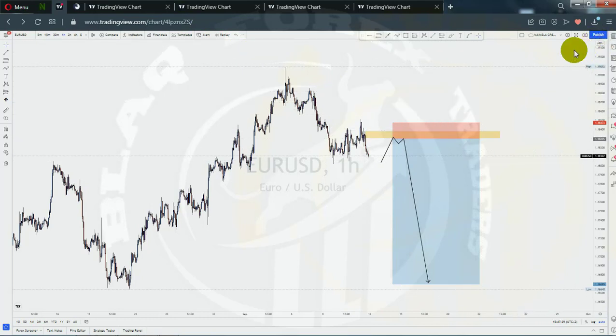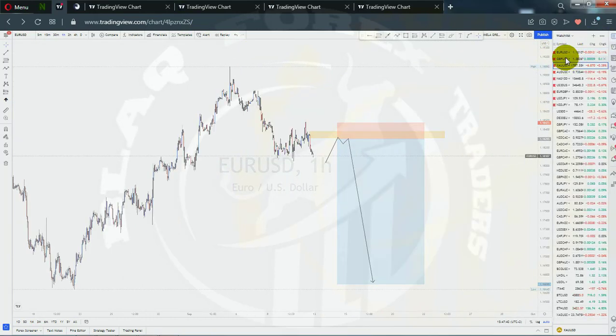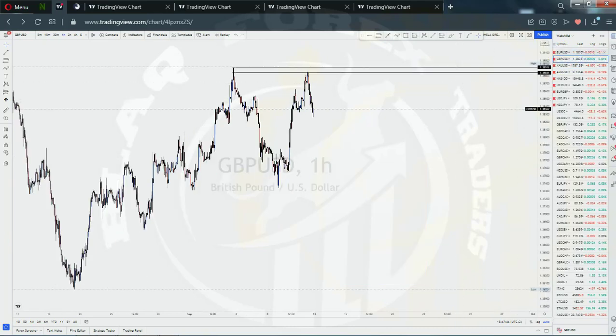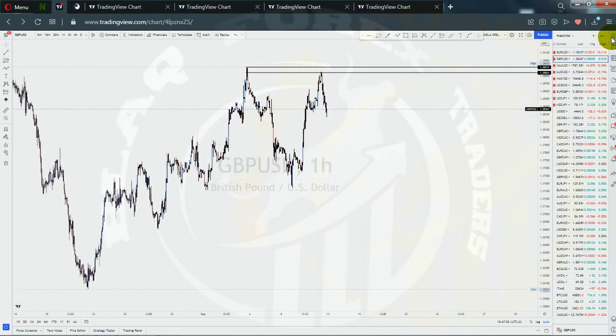So let's move on to GBP USD. Okay, GBP USD on Friday. This is where we sold on Friday. We took a sell here.